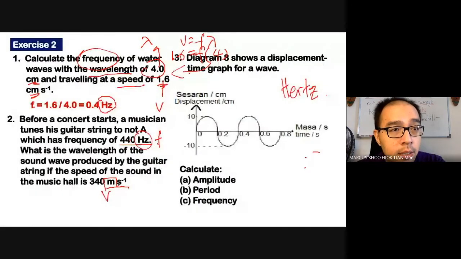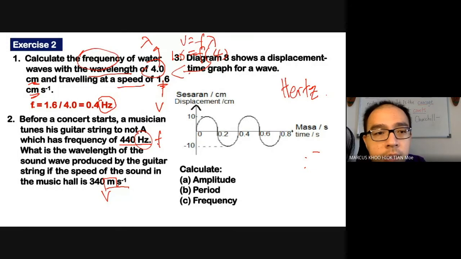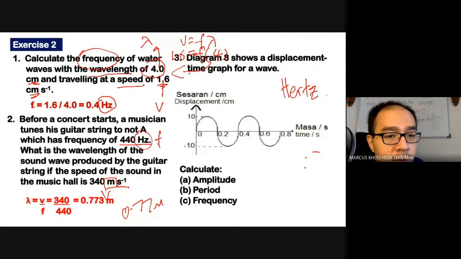Okay, number 2. Can I have Elvin, please? What is the answer for number 2? 0.77. Unit? Meter. Okay, 0.77 meters. According to this it is 0.773, but 0.77 also is not a problem. Okay, good, thanks.